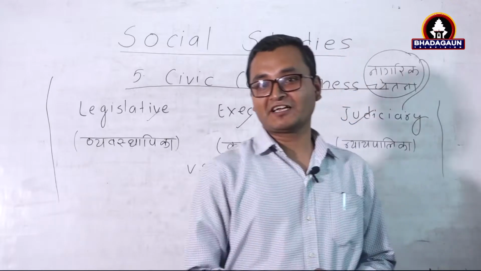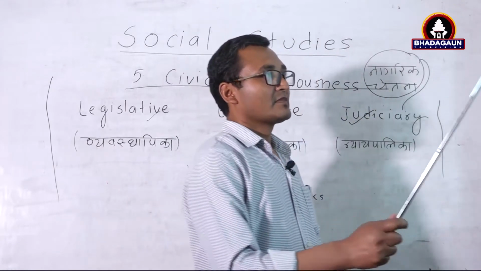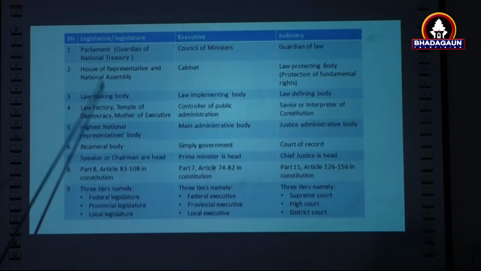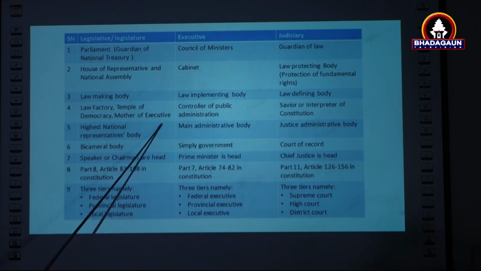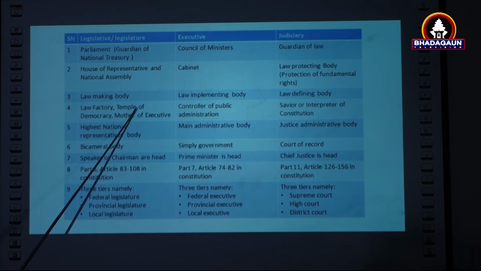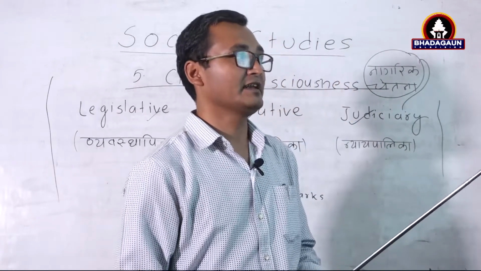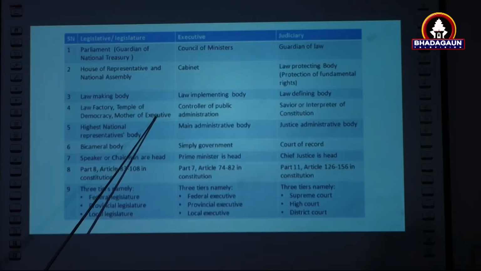You are so brilliant, I know. Anyway, law factory. Legislative is also known as law factory. Kanunko कारखाना, it means because it makes law. Temple of democracy, mother of executive. It means प्रजातन्त्रको मन्दिर, प्रजातन्त्रको अभ्यास हुने भएको कारणले, mother of executive means कार्यपालिकाको आमा.